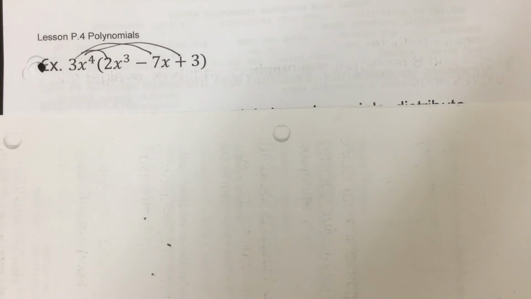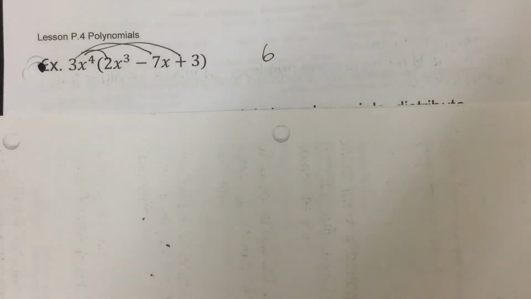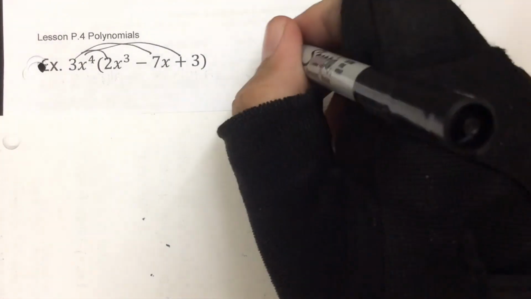So if we have 3x to the fourth, we're going to take it times 2x to the third minus 7x plus 3. Again, we're going to distribute this to every term in there. So 3x to the fourth times 2x to the third. 3 and 2 will make 6. x to the fourth and x to the third. X to the 7. There we go.